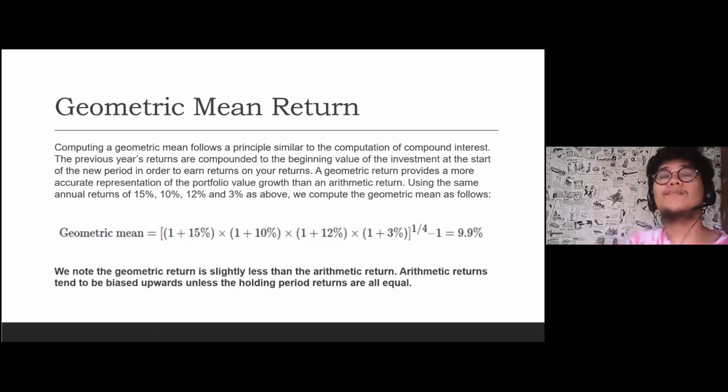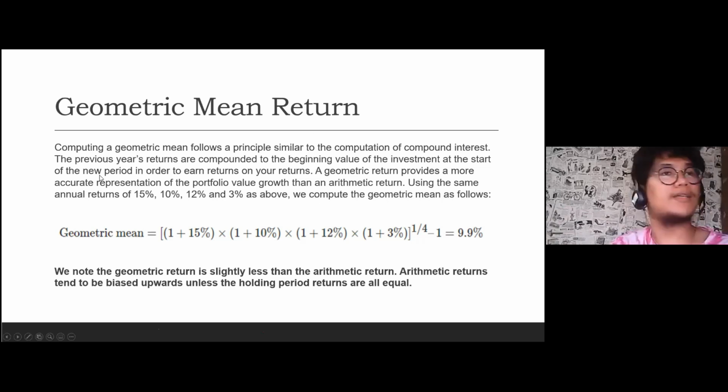We also have your geometric mean return. Computing a geometric mean follows a principle similar to the computation of compound interest. The previous years' returns are compounded to the beginning value of the investment at the start of the new period in order to earn returns on your return. A geometric return provides a more accurate representation of the portfolio value growth than arithmetic return. Using the same annual returns, we compute the geometric mean as follows.